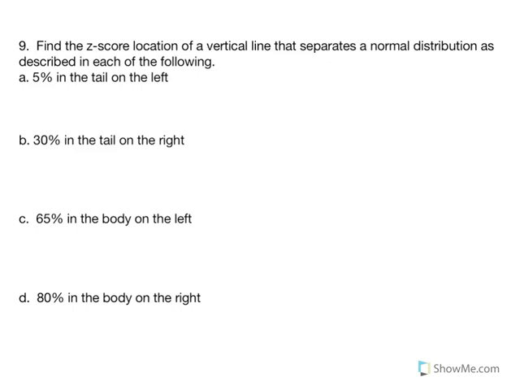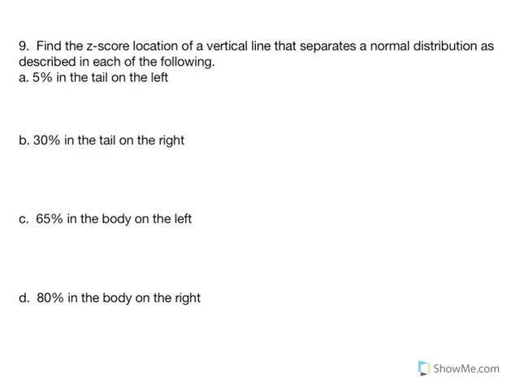Number 9, we're going to find the z-score location of a vertical line that separates a normal distribution as described in each of the following. So this process is slightly different than what we've been doing thus far. And this is the process of developing a skill that's going to enable us to identify what an x value is that represents the top 5%, the bottom 60%, and other things along those lines.